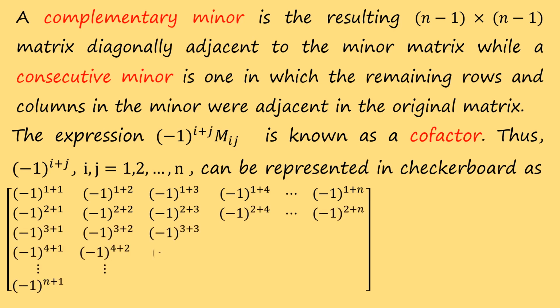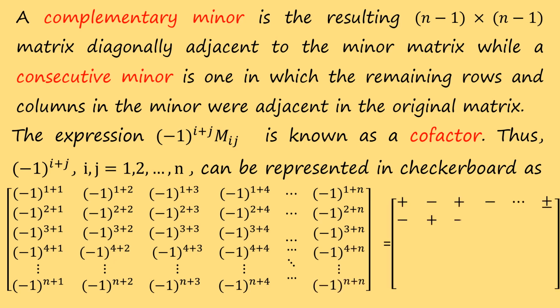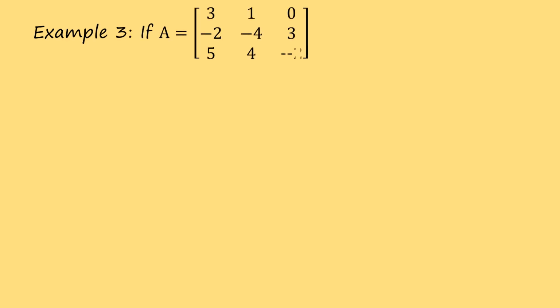The second one is minus 1 to the power of 1 plus 2, meaning i is 1, j is 2. And it continues to the last, minus 1 to the power of n plus n. Now, if we express this further, we are going to have plus, minus for the first row, and it continues. The second row will be minus, plus, and it continues like that, depending on whether the n is even or odd. Let's consider an example, a 3 by 3 matrix.